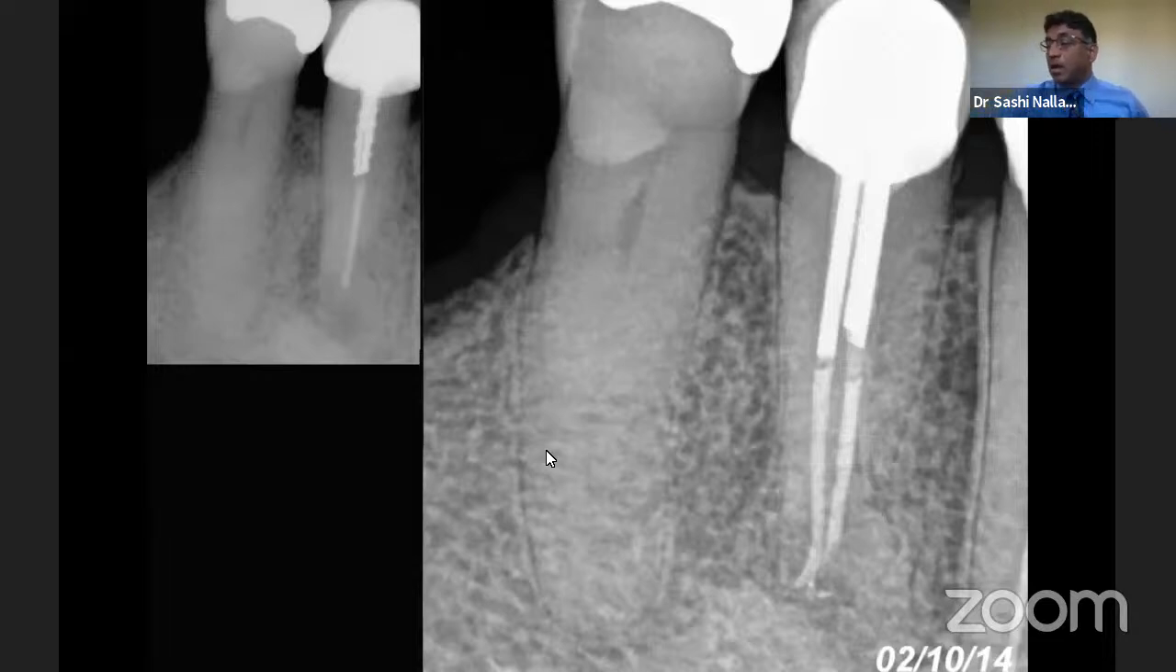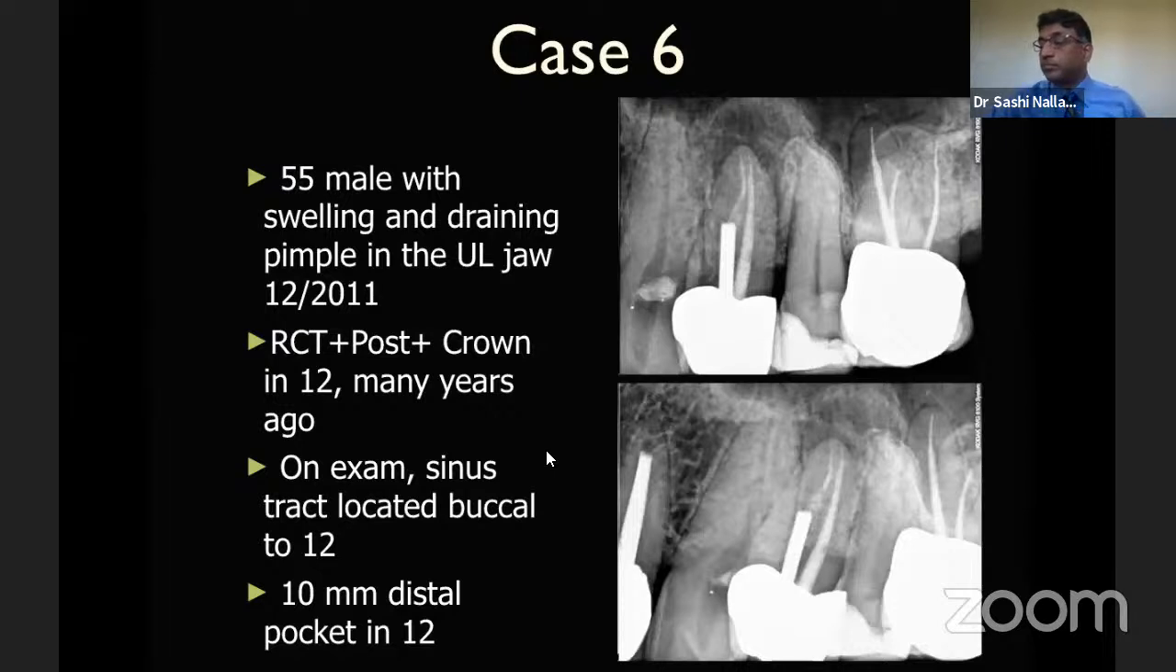Okay. All right. So what else do you have here? Okay, so there's another tooth here I would like you to see.